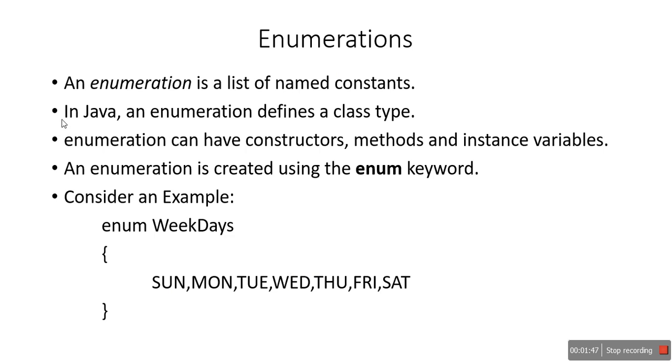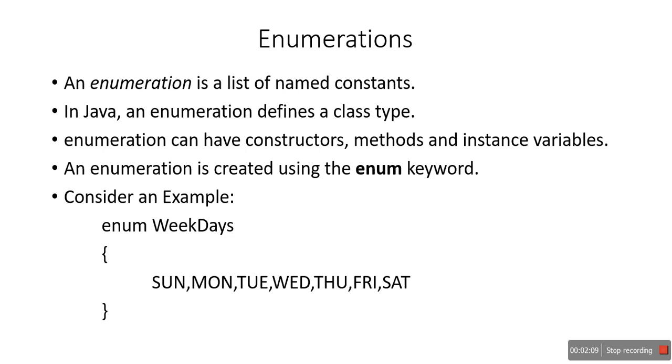Okay, so here in Java, an enumeration defines a class type. So enumeration acts as a class type in Java. Class type means this is also one of the standard classes, a standard class in Java. Enumeration is a standard class in Java.